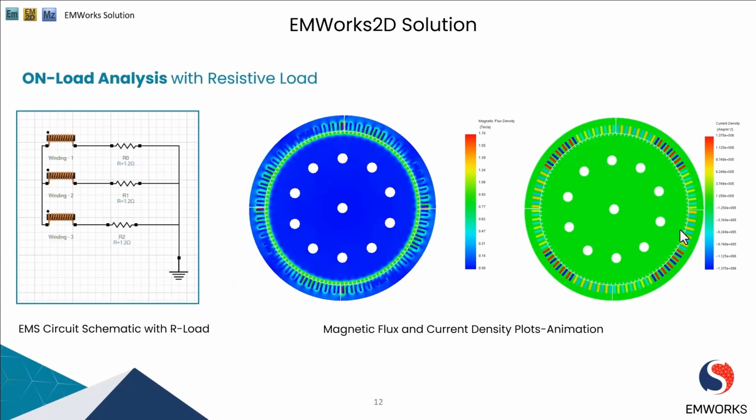Next, we will move into the onload analysis with resistive load. Onload analysis is a critical process in evaluating the performance of electrical systems under real-world conditions. First, we will specifically focus on how a resistive load impacts an electric machine. Here we can see the EMS circuit schematic with a resistive load of 1.2 ohms for all the three phases.